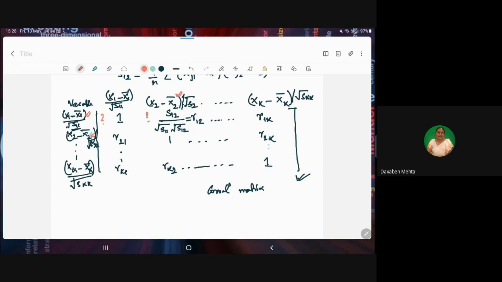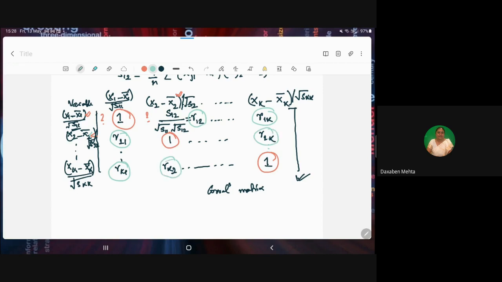Look at the diagonal values. These are all 1, because it is a self correlation, like the correlation of x1 with x1. That is why it is 1 everywhere. And the off-diagonal elements are the correlations. What is R12, that is also R21. What is RK1, that is also R1K. What is R2K, that is RK2.